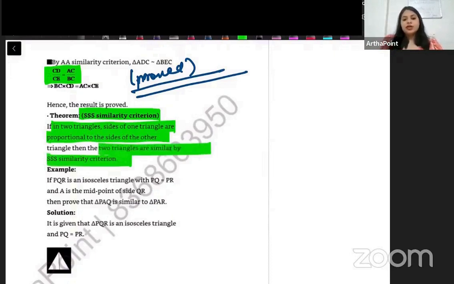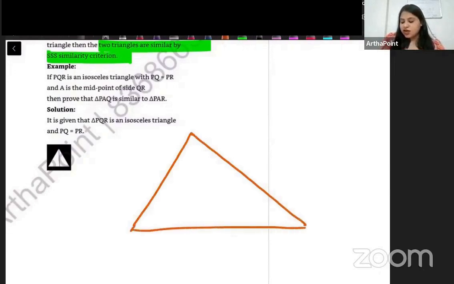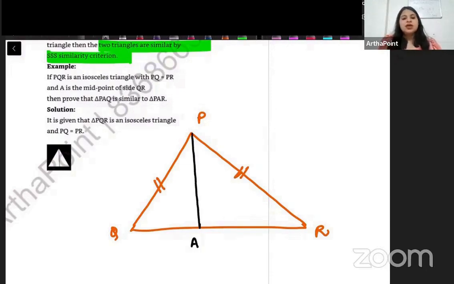similar, right? So एक example देख लेते हैं. If PQR is an isosceles triangle, that means two sides of the triangle are equal. So PQR. It is given, beta, that PQ is equal to PR. So this is equal to this. A is the midpoint of side QR. A. So beta, I am drawing a line through it. Prove that PAQ is similar to PAR.